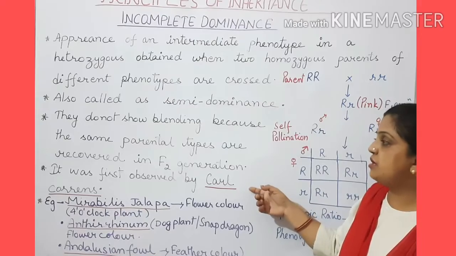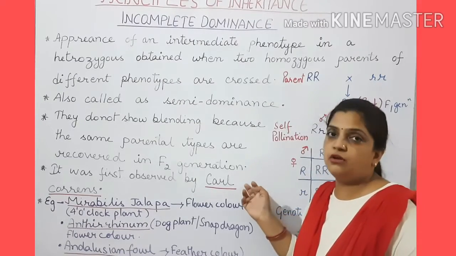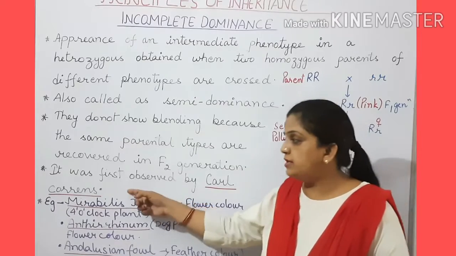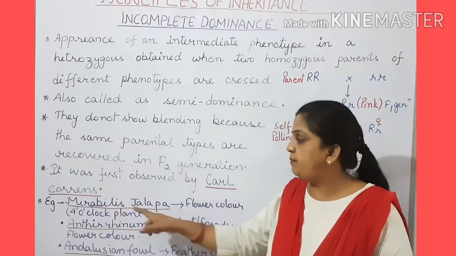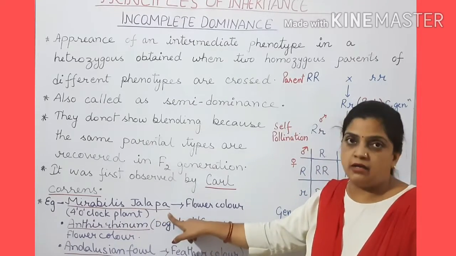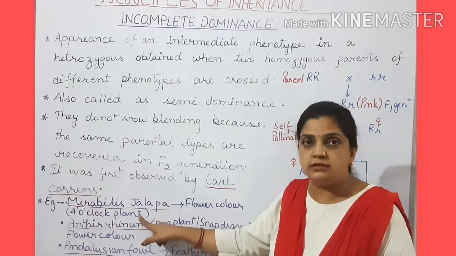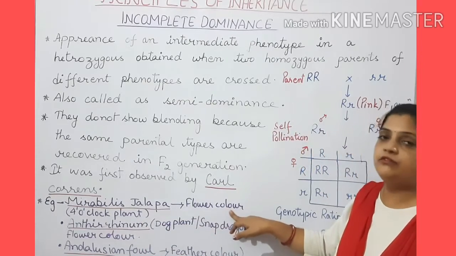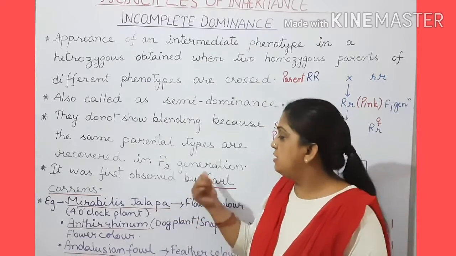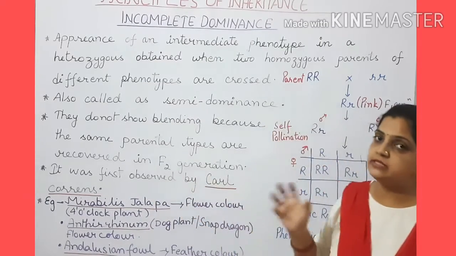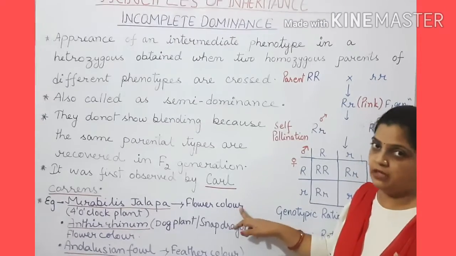And I told you just now that this experiment was first observed by Carl Correns, and he performed his experiment on a very important plant, Mirabilis jalapa. This Mirabilis jalapa is also called the four o'clock plant. And on which character? On flower color. Carl Correns performed his experiment on the flower color of Mirabilis jalapa.